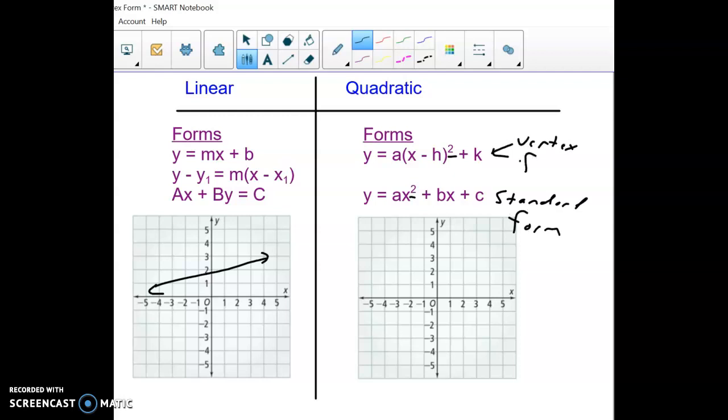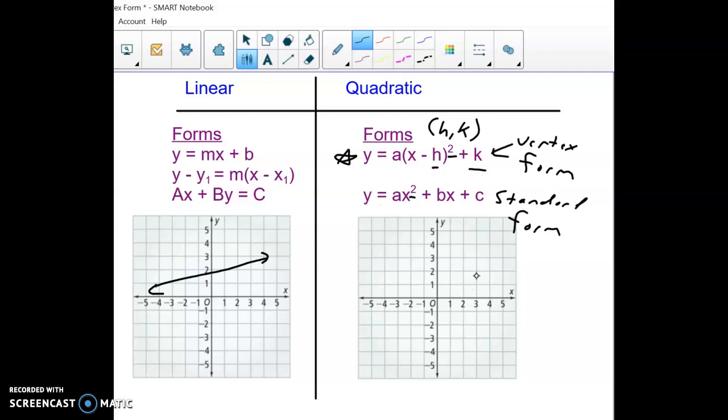Okay, and so the whole point in this lesson, our second objective after vocab, is to graph in this vertex form. Later, we'll learn how to graph in standard form, but that's a different procedure. So we're going to graph in this vertex form, and it gets the name vertex form because the h, k is the vertex point. So wherever the vertex is, that's the value for h and for k.